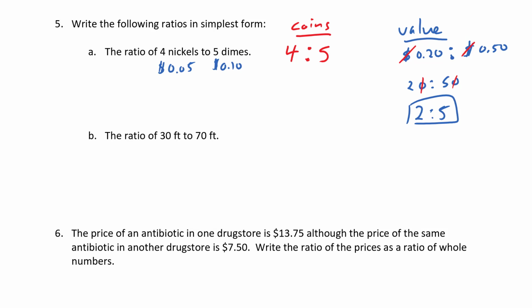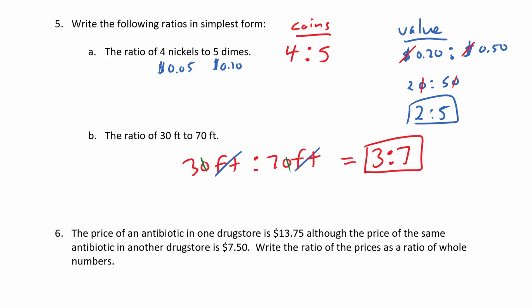Next up, ratio of 30 feet to 70 feet. 30 feet compared to 70 feet. Again, units are the same. They cancel out. We have a 0 on both sides. We can cancel that out. That gives me 3 compared to 7. Now, that's in terms of feet. If I ask you in terms of centimeters, you can convert those over to centimeters. But there's no need. You'll get exactly the same ratio of 3 compared to 7. Again, another great way ratios can be used.